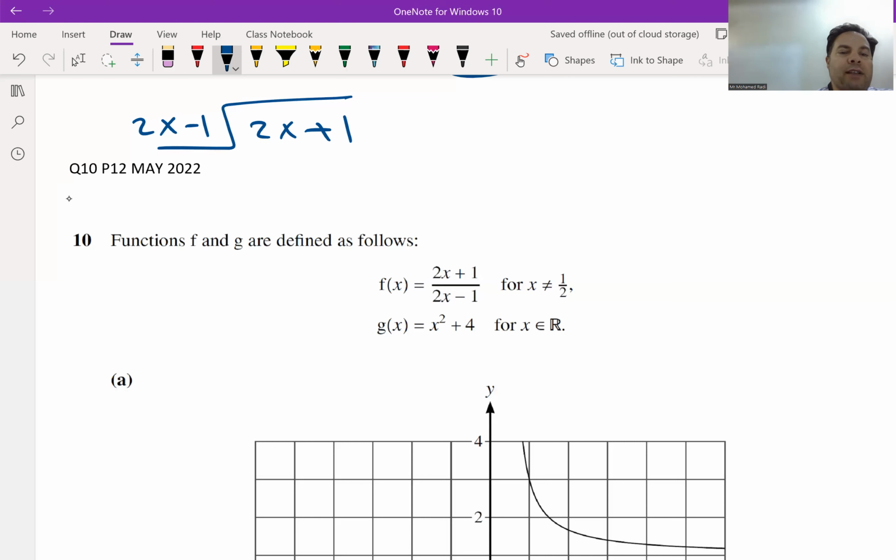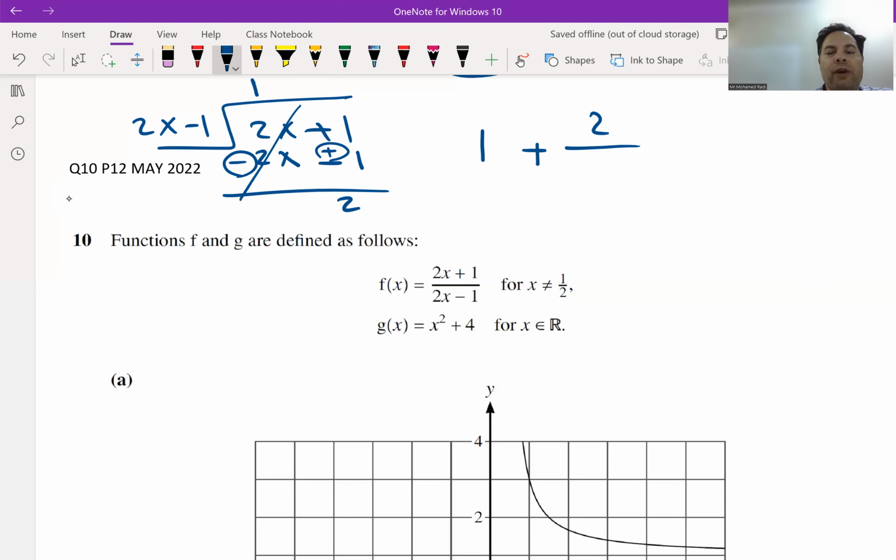2x divided by 2x is 1, then I will multiply by 2x minus 1. If we subtract and change the sign, it will be plus. So cancel this part, 1 plus 1 is 2. So I will rewrite this function in another form. This function is equal to 1 plus 2 divided by 2x minus 1. I think now it's easy to sketch this function by using the transformation method. And it's easy now to identify the vertical asymptote line and the horizontal asymptote line.